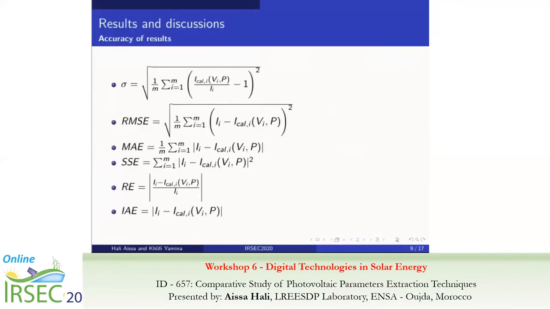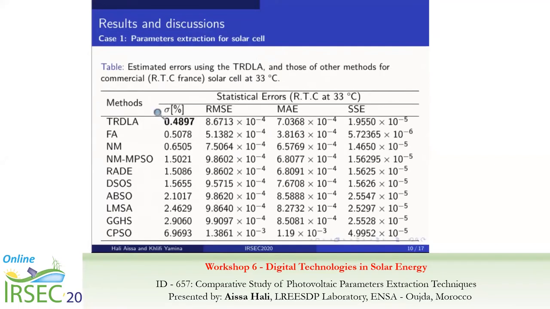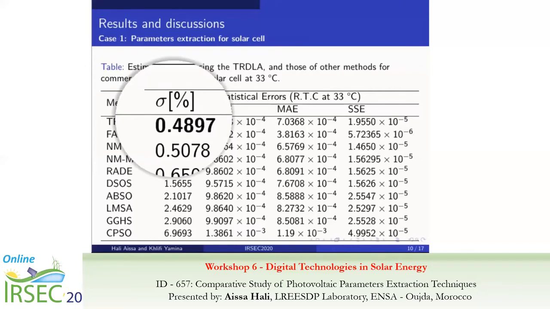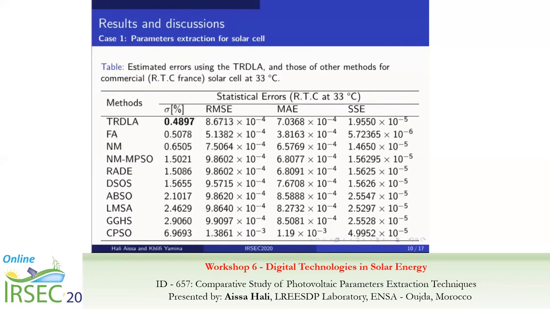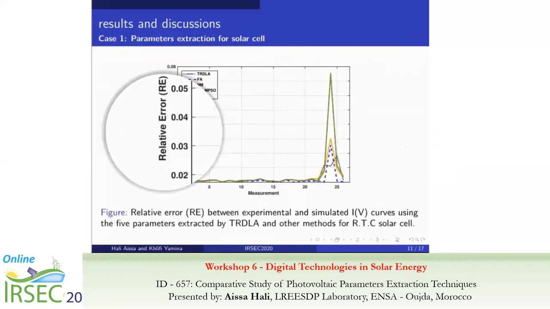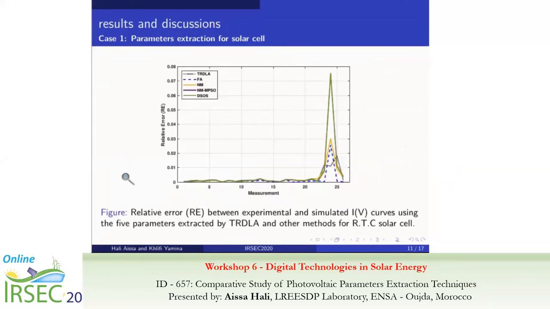In order to confirm the accuracy of the extracted parameter values, this statistical error is used in this analysis. The minimal value of the statistical error indicates the parameters identified are close to the real ones. As can be seen, the trust-region dogleg algorithm-based method provides the minimal value of the standard deviation and the minimal value of relative error compared to recent and most accurate methods.